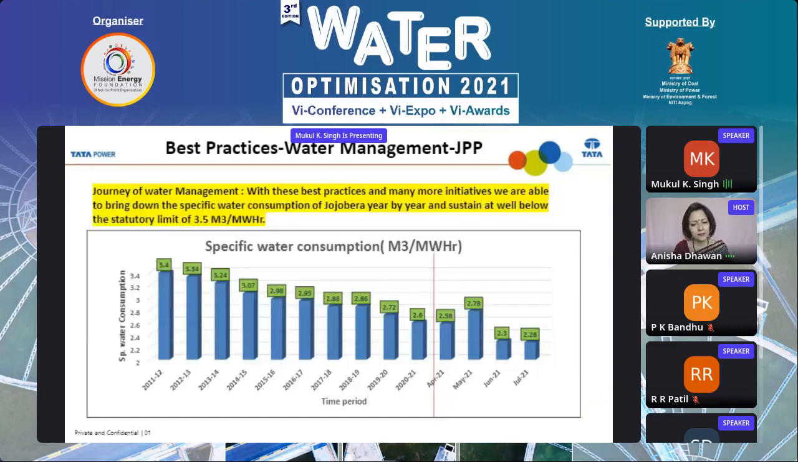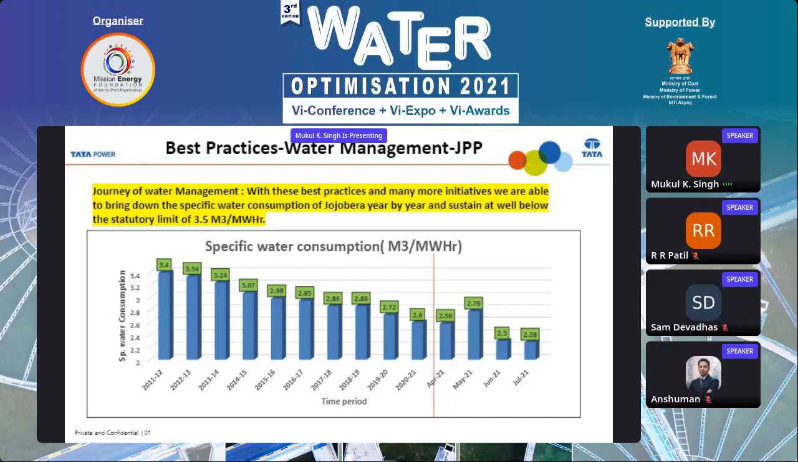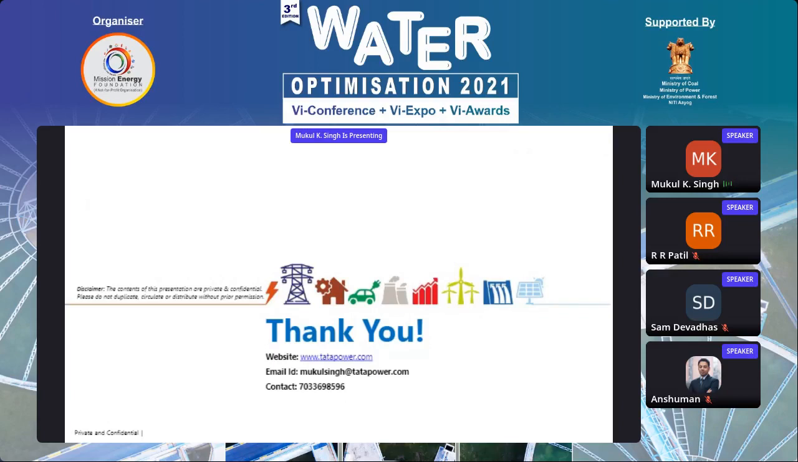This is the graph showing our journey at Jojobera power plant. In 2011-12, it was 3.4, and presently, in the last 3 months, it is running at 2.28 cubic meter per megawatt hour. With these best practices and initiatives, we are able to not only reduce the specific water consumption of Jojobera year by year, but to sustain it well below the statutory limit of 3.5 cubic meter per megawatt hour, which is applicable to our plant. Thank you. If there is any suggestion or query, we are eager to answer.